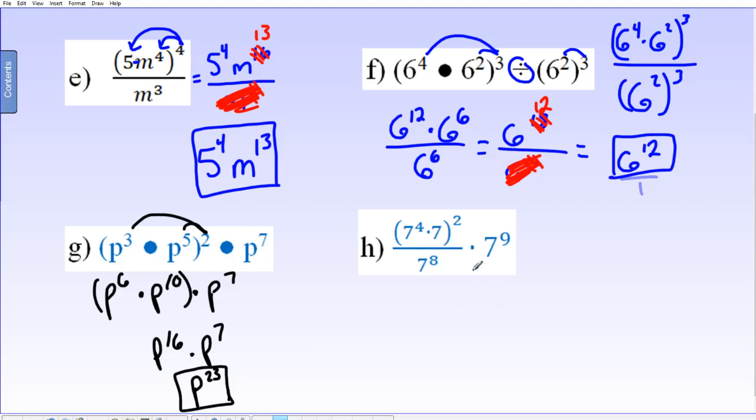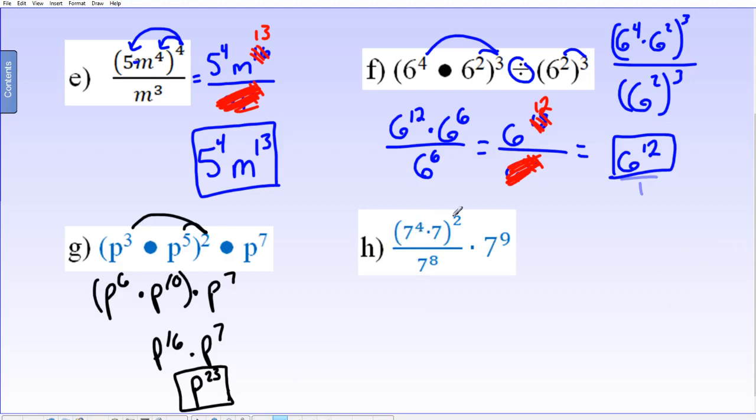Letter H. I see every one of these bases is a base of 7. So in the end, I'm going to simplify down to just something like 7 to the... I don't know the answer. I didn't do the problem yet. But imagine 7 to the 8th power, 7 to the 32nd power, something like that. But it's just going to be 7 with a power. All right, so what are we going to do?